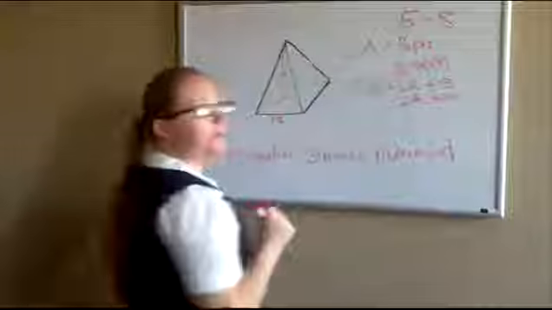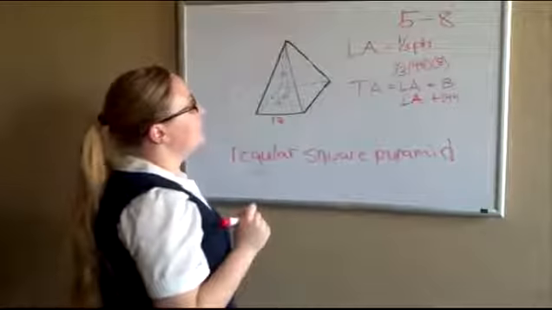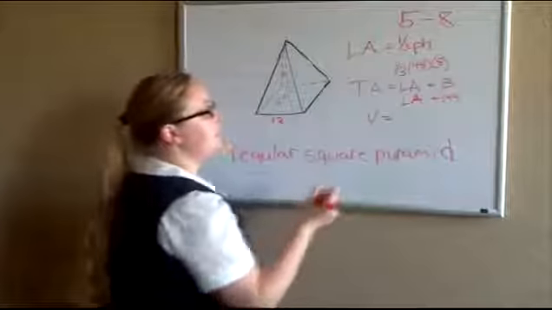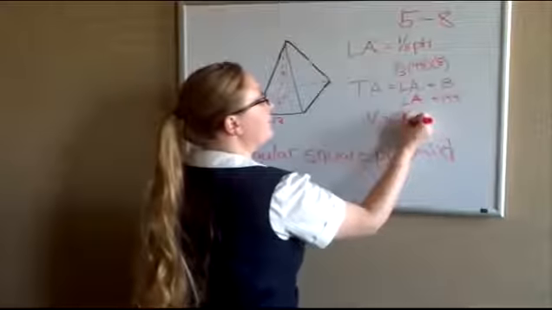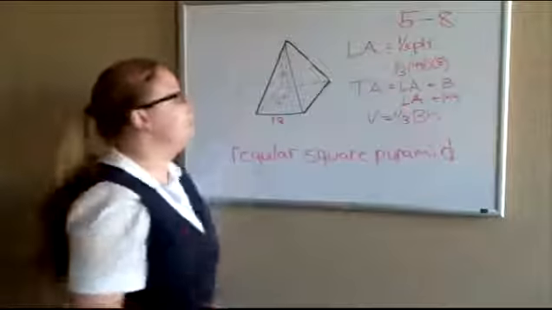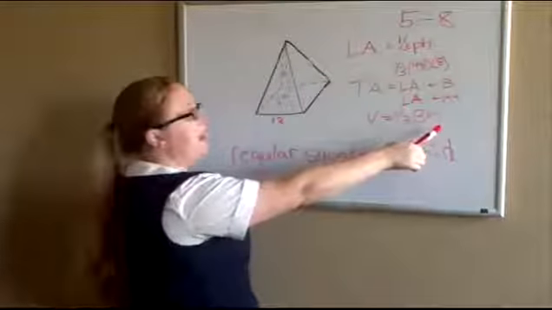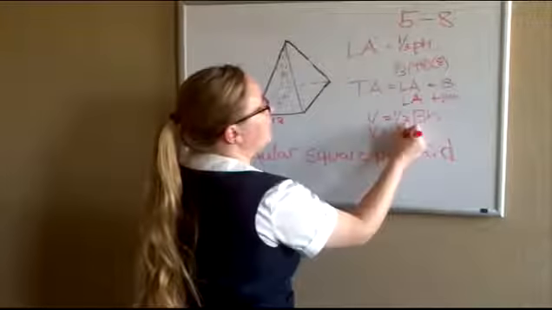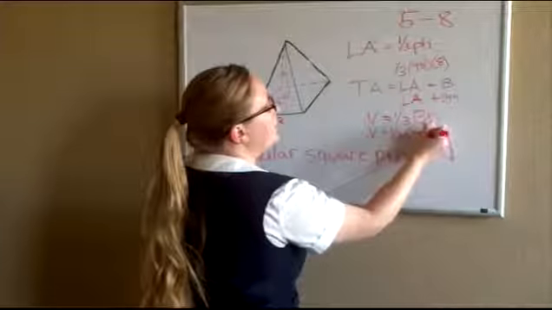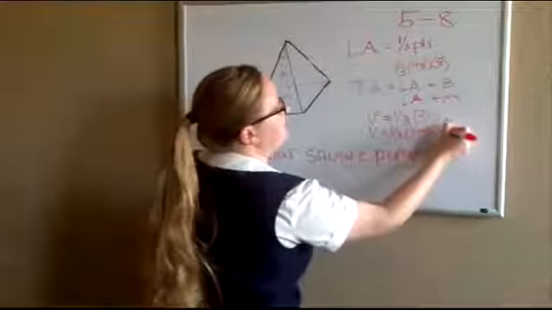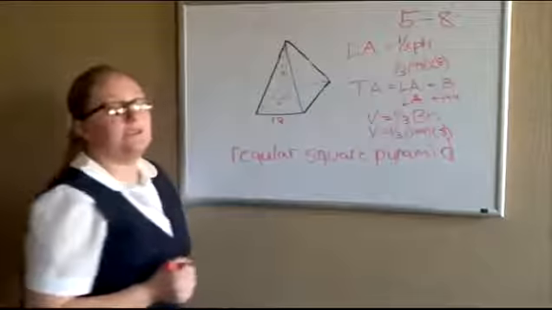All right? Then again, volume, this is the last problem, number 8, is equal to 1/3 the area of the base times the height. You already know the area of the base, you already know the height, so you just have to put the numbers in there. 1/3 times 144 times the height, which is 8. And you've got the right answer.